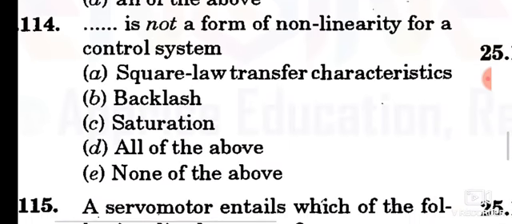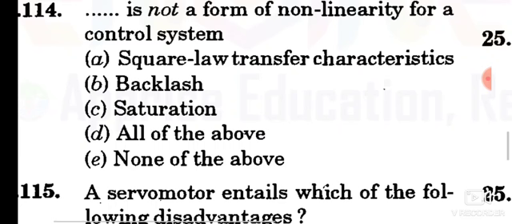Question number 114. Dash is not a form of non-linearity for a control system.